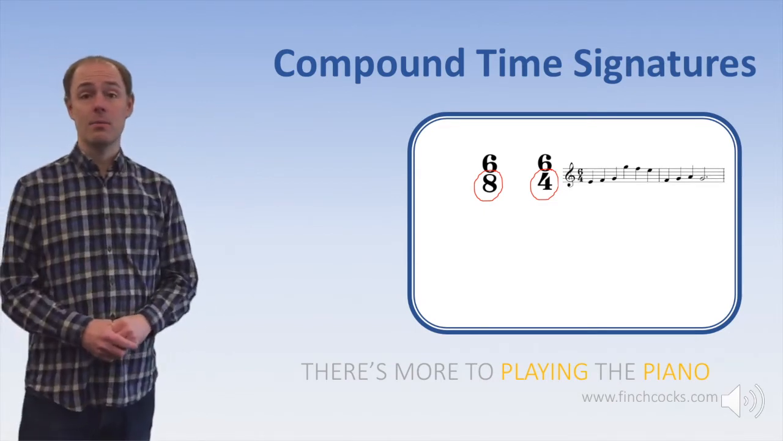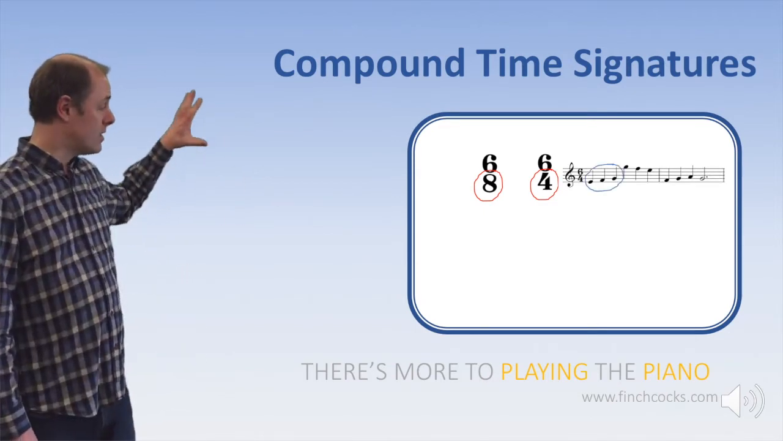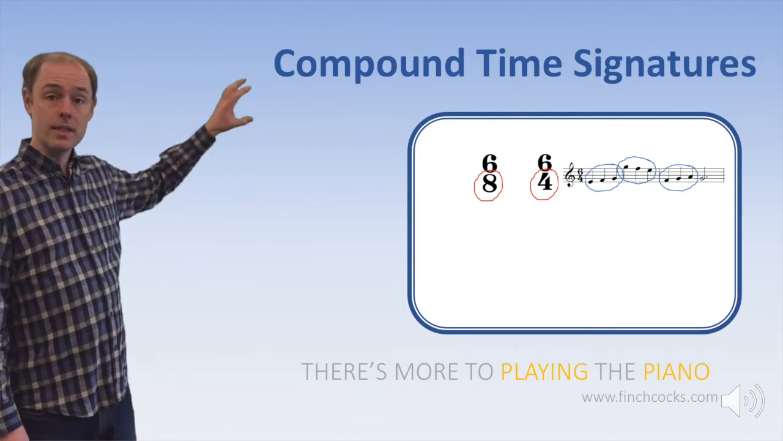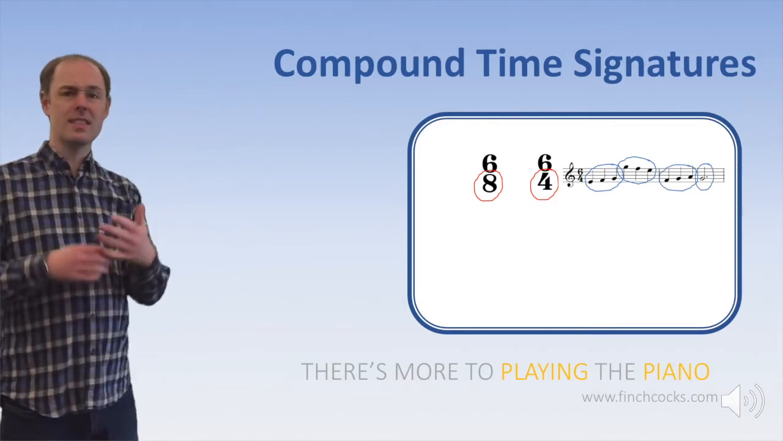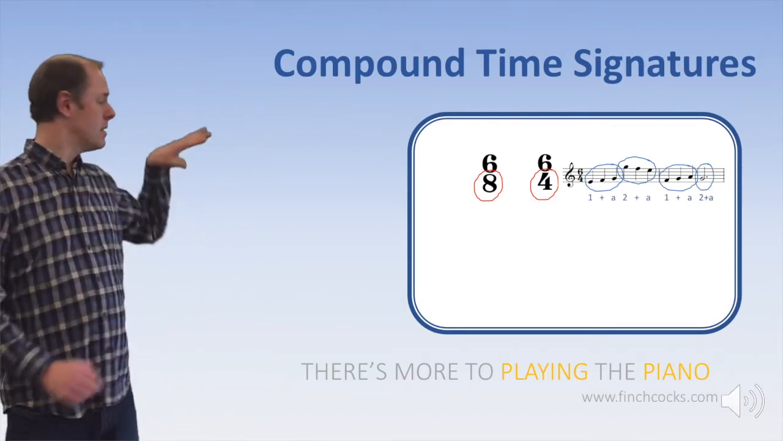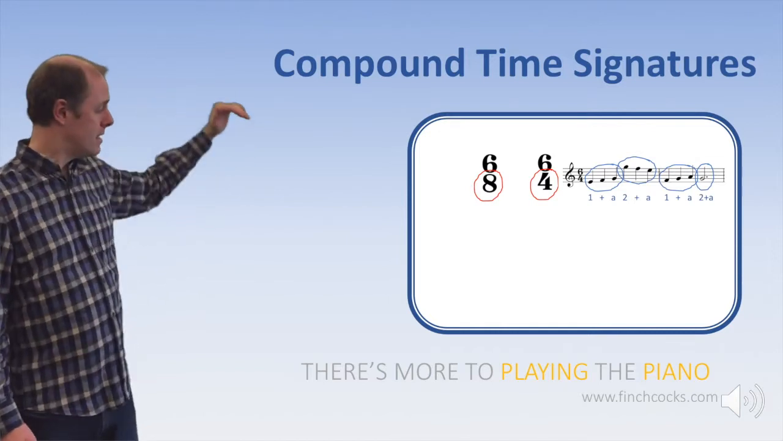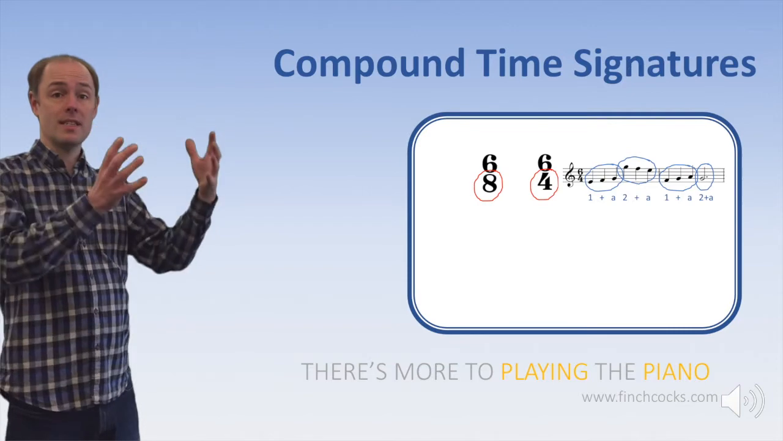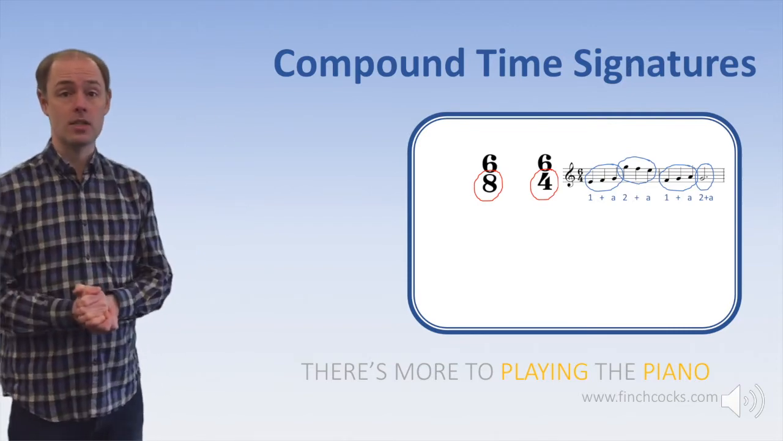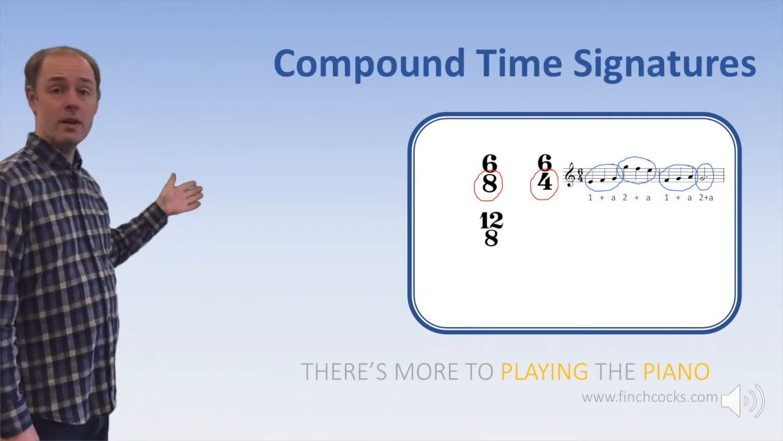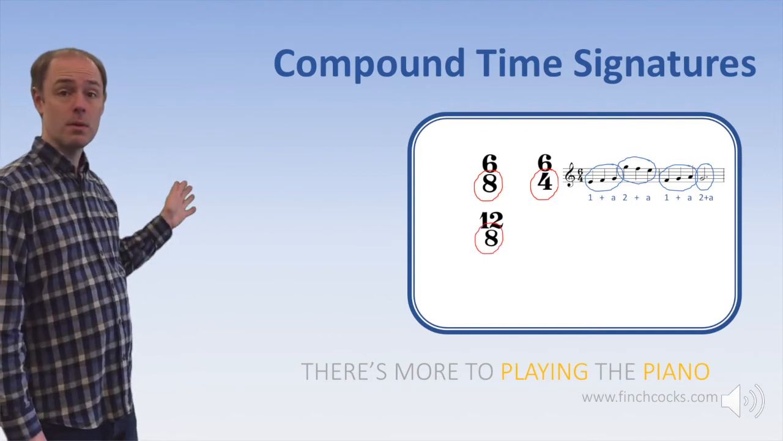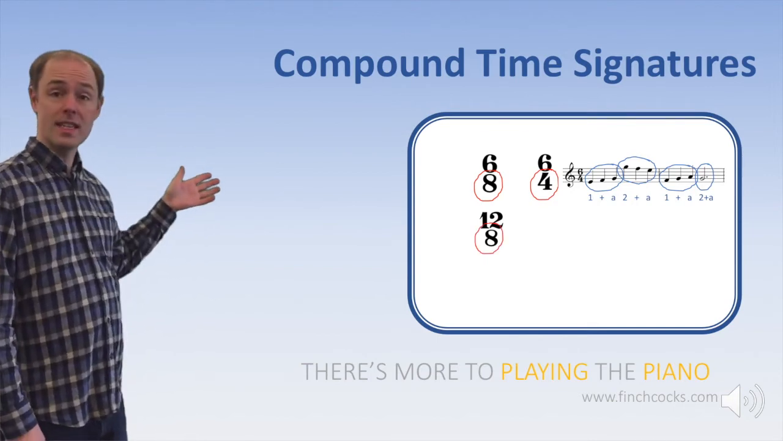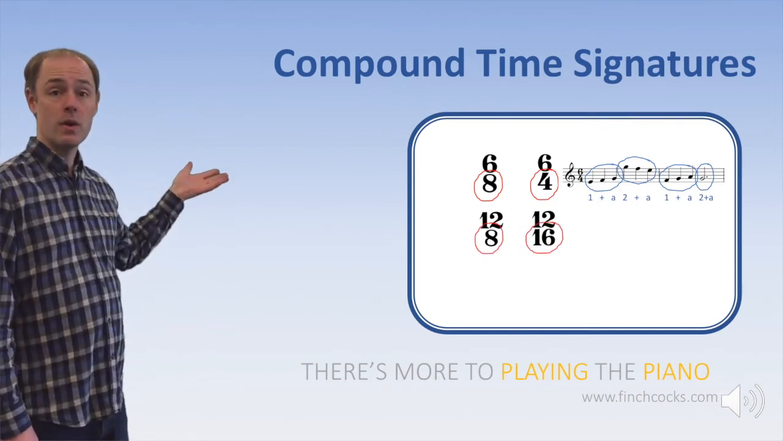Take a look at this example in 6/4. You'll see that the crotchets are grouped in threes. Slightly harder to see because the crotchets don't have beams, but the pattern that I've drawn them in and the dotted minim really strongly indicates that we should be grouping this as a compound time signature. 12/8, 12 quavers per bar. 12/16, 12 semiquavers per bar.